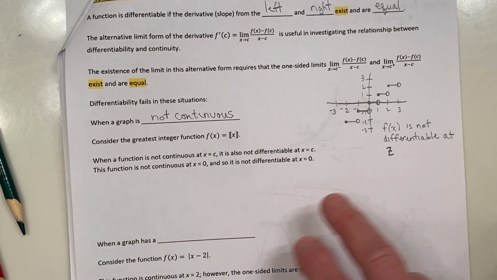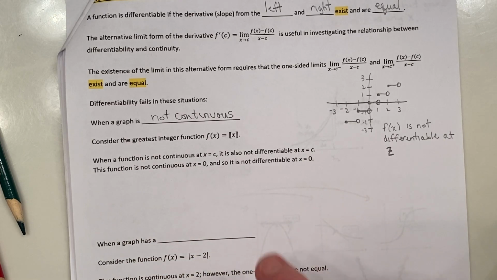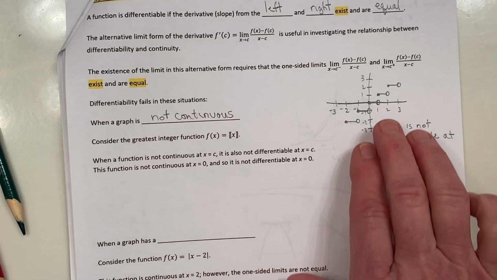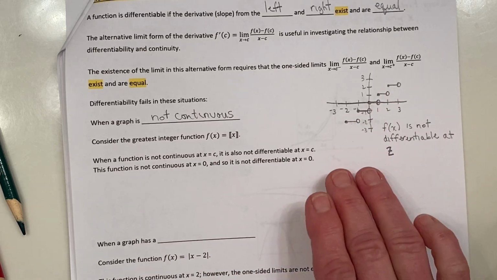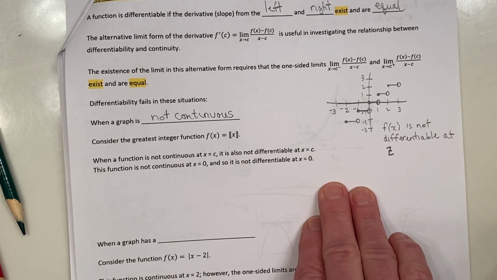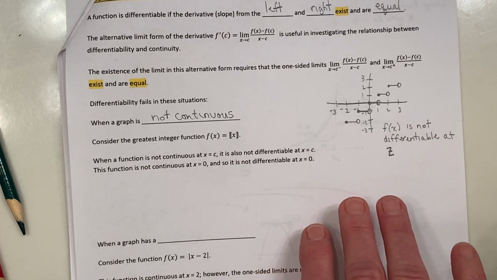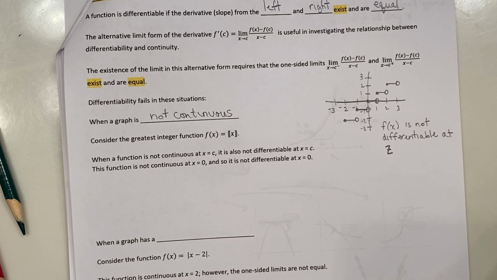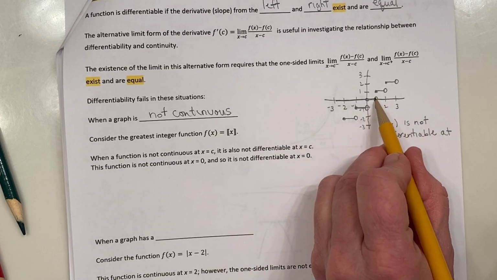I'm not going to have time in this video to go through it, but if you looked at the key online, you would see a proof of why this function is not differentiable. The slope from the left is going to be positive infinity, which seems strange, and the slope from the right is going to be 0. So one doesn't exist, and they certainly aren't equal. So we can say f of x is not differentiable at all the integers.